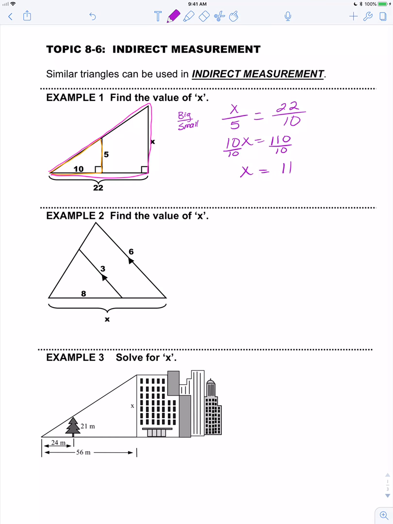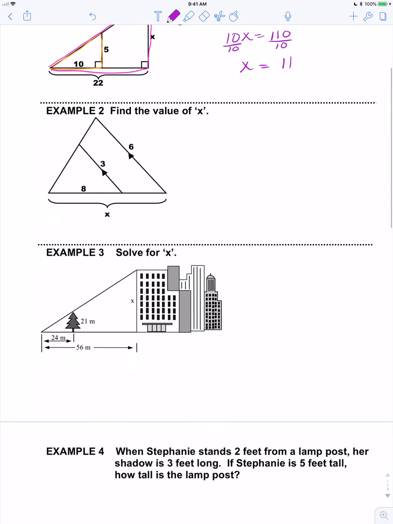Okay, so it's just as easy as that, as long as you can figure out your different triangles. So here we have 6 is to 3 as x is to 8. So 3x is equal to 6 times 8, which is 48. Divide both sides by 3, so x is 16.